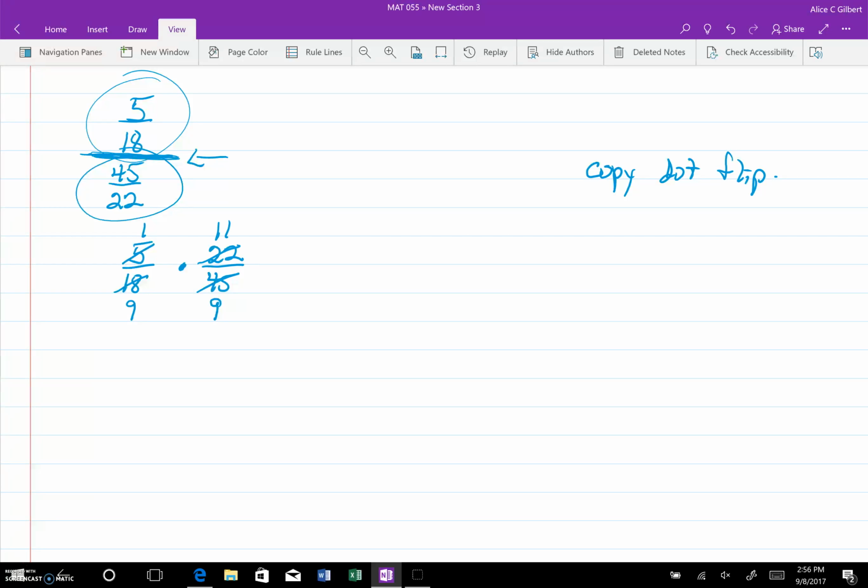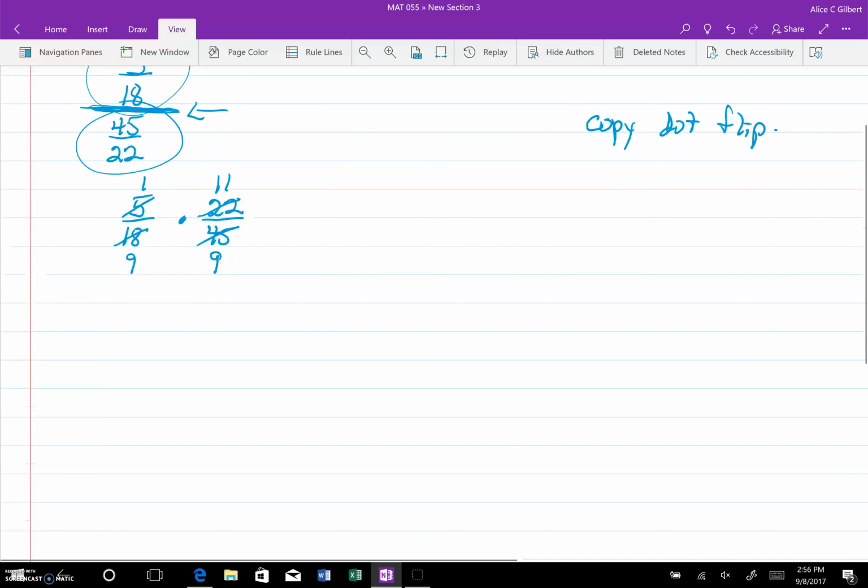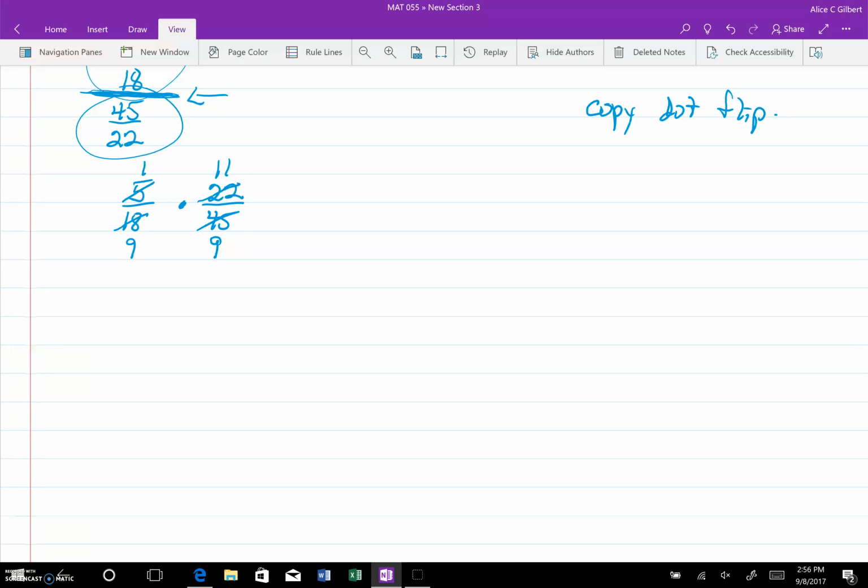You notice how I cross them out and then I write what's left above and below, even if it's just a 1. Be sure to do that or you'll get yourself mixed up, especially if all you have left in either the numerator or the denominator are 1s. It'll just help you to have them. Okay, now multiplying, I just multiply up my numerator. 1 times 11 is 11, and I multiply up my denominator. 9 times 9 is 81, and I'm done.